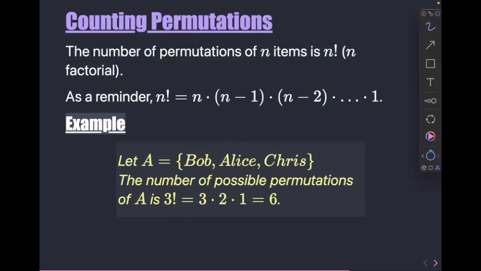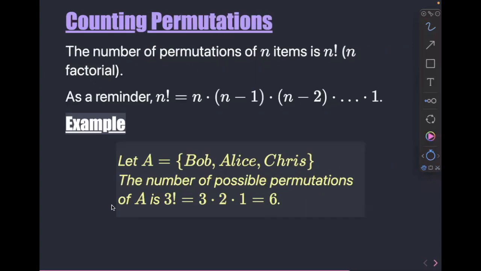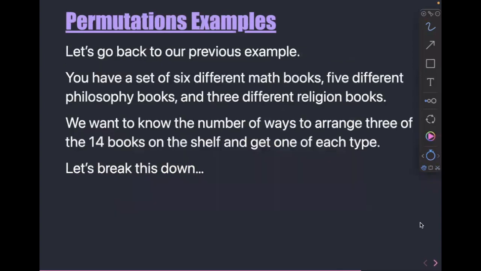And so this makes sense, right? Because if we go back to our previous slide, that was the case, right? We had 6 different permutations that we created. So this is just a way of computing how many possible permutations we're going to be making. And so we can use this idea of permutations on a more complicated example.